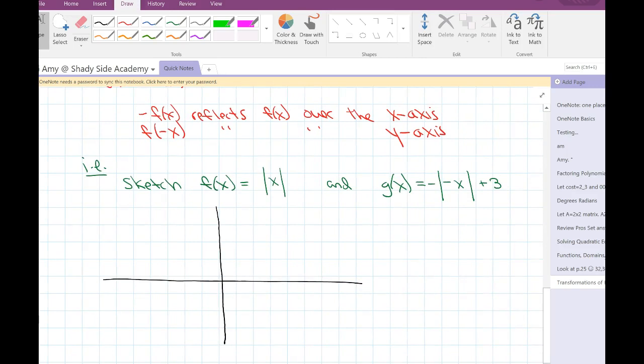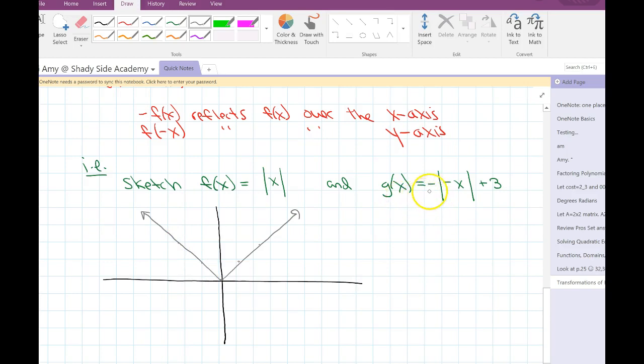So this one's going to be interesting. So here, if you look at this example, I said sketch f of x equals the absolute value of x, which we know is the v, okay? And again, maybe you'll label some points, 0, 0, 1, 1, 2, 2, negative 1, 1, negative 2, 2. Well, let's see what's going on here.